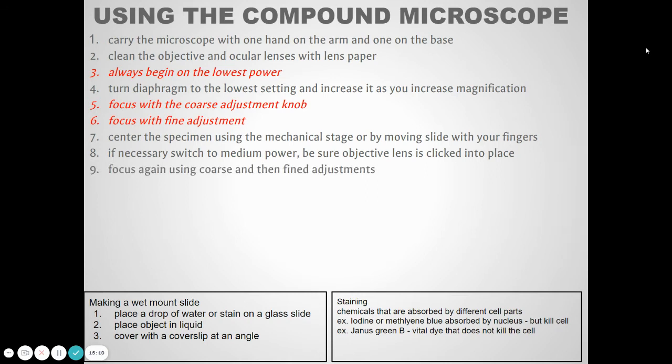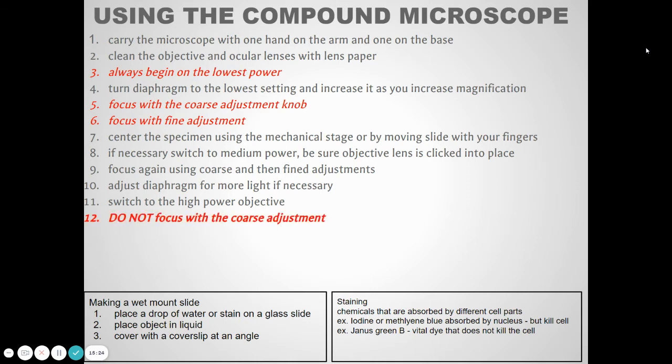Focus it. If you want to look even closer, you could switch to the high power objective, the largest one, the blue one. Once you have it under high power, you only will use this fine adjustment, the smaller knob, because it's easy. If you use the coarse adjustment, you could smash into the slide with the objective lens.